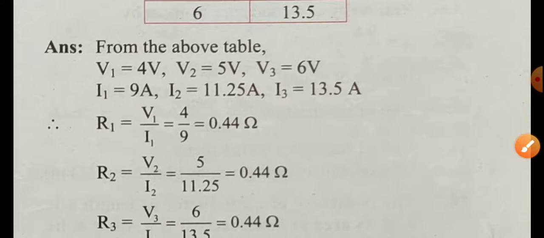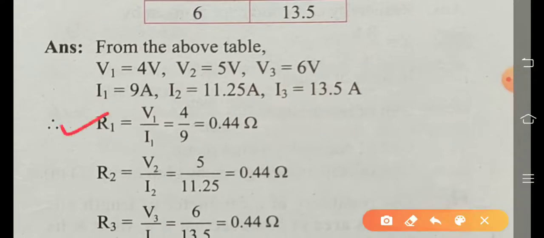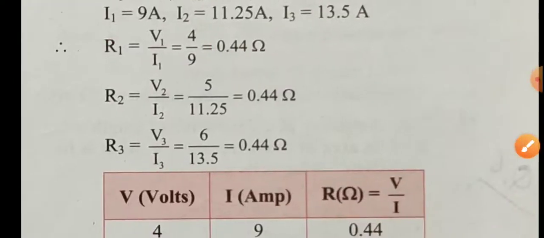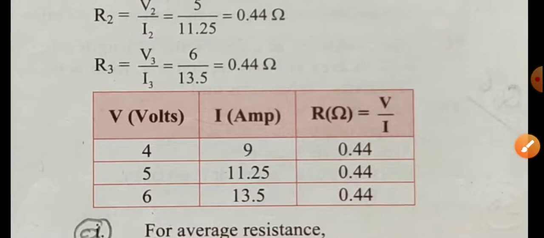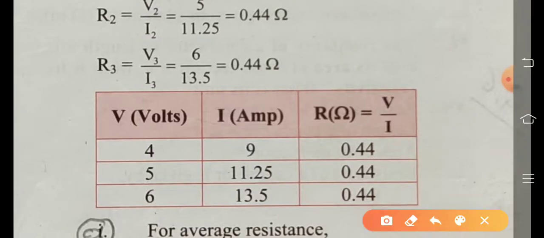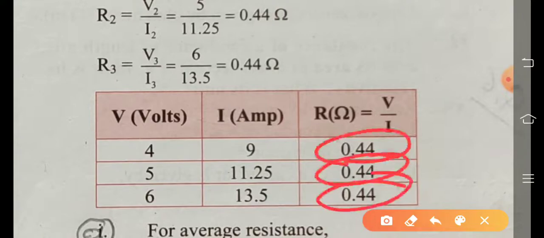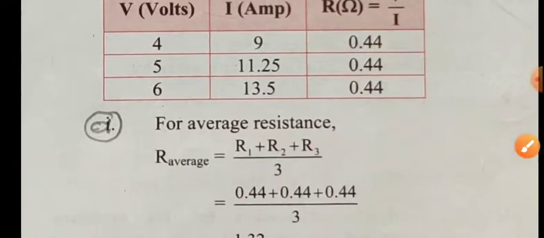Now R1. By using Ohm's law we find that R1 equals V1 upon I1. Substitute the values and do the calculation. Same for R2, same for R3. Clear? Next. So at the last we write the answer. After calculation, at the last what is the value we get? R1, R2 and R3, all three values are the same.